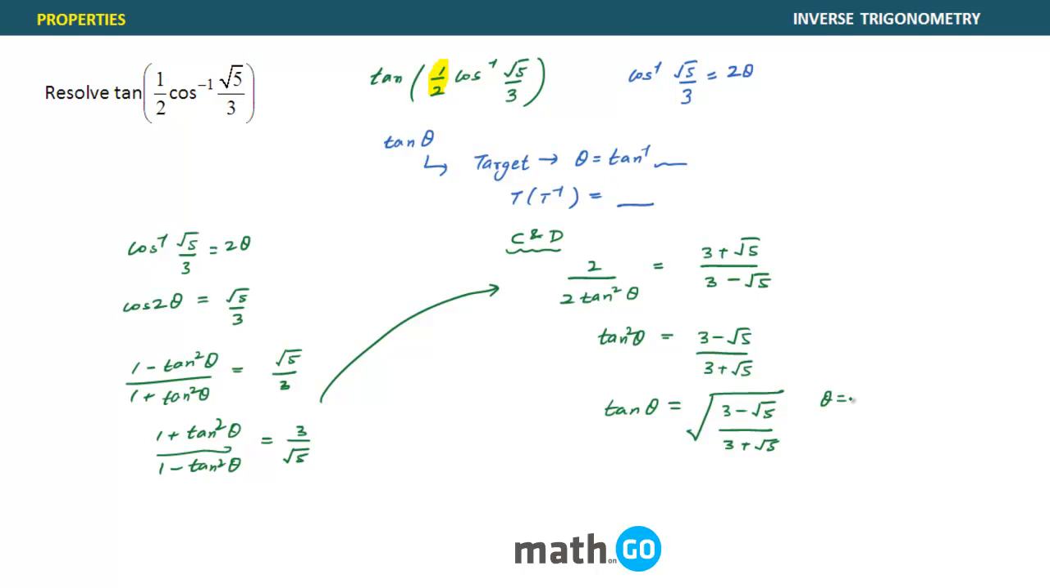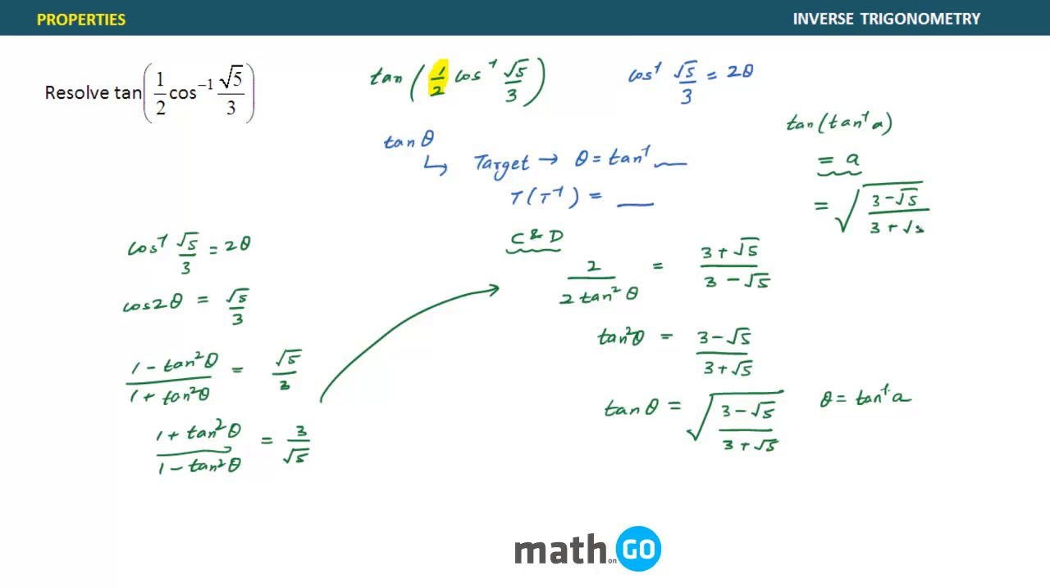Now you have actually got the value of tan theta in terms of tan inverse. So theta is equal to tan inverse of this entire value. Let me write this as some a. Now you have got this. Now you wanted to find tan of tan inverse a, and the answer comes out to be a. So this is the particular answer, which is nothing but under root of (3 minus root 5) by (3 plus root 5).